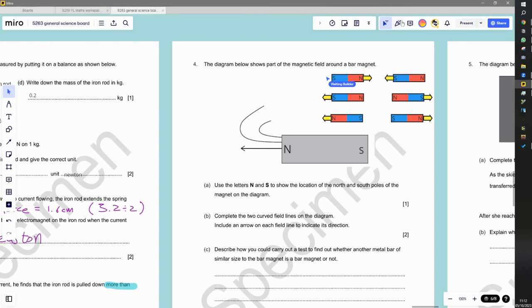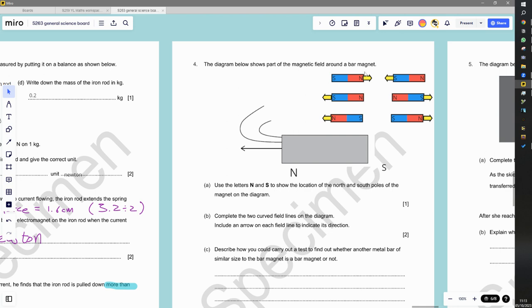So let's try to understand this question here. We had to label the North and South poles. This is correctly labeled. Let's just take these off for a moment. So how would I know which way is which? And also, how can I complete the field lines?